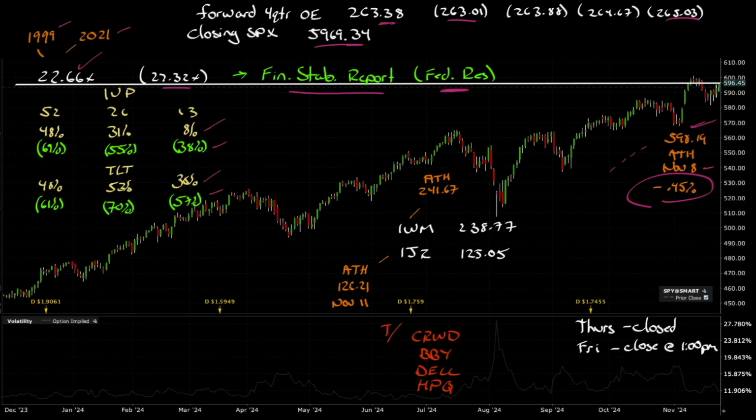The small caps had a big week as well, and I am reshorting IWM again. 238.77 was the closing, 241.67 for an all-time high. The S&P small cap, IJR, made an all-time high on November 11th, 126.21, sitting at 125.05 right now. For this week, in terms of earnings, I think there's only like 8 companies reporting. 4 notables here on Tuesday: CrowdStrike, Best Buy, Dell, and HP.